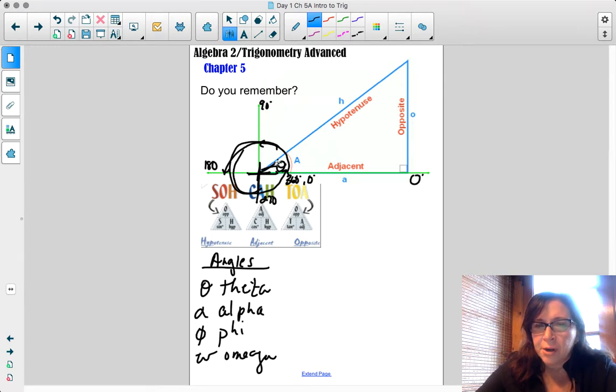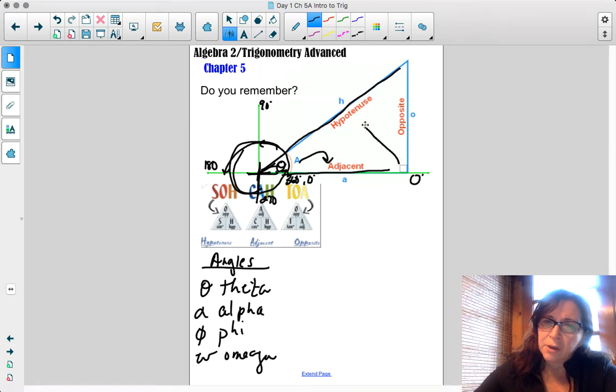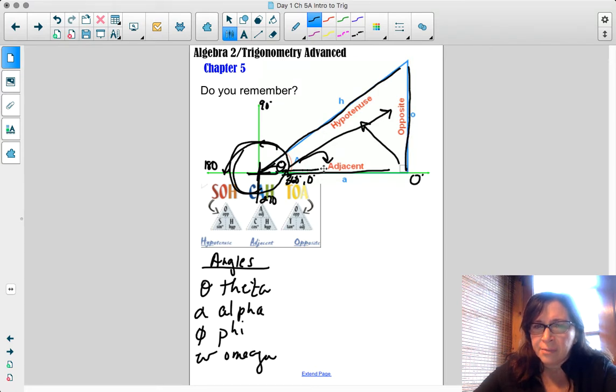If you are here at this angle, this value here is your adjacent side. This value along here, which is opposite your right angle, is called the hypotenuse, and the side opposite where your angle is the opposite side. So here's my opposite side, here's my adjacent side, and here's my hypotenuse.